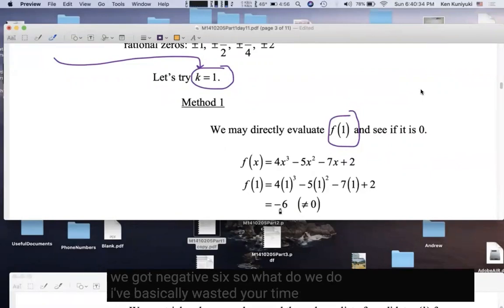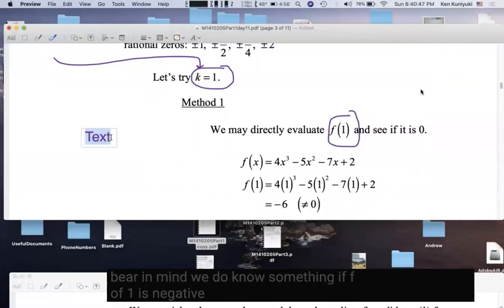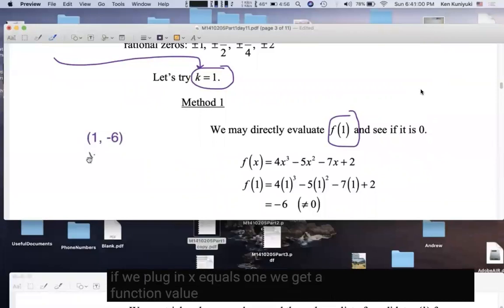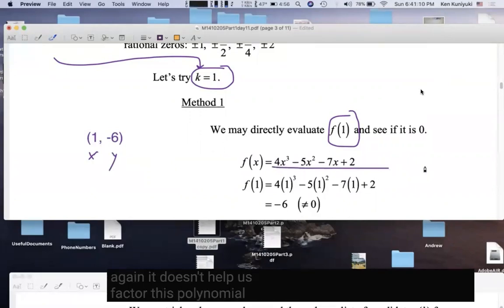I've basically wasted your time. I'm kind of joking, but it doesn't help us to factor the function. Now, bear in mind, we do know something. If f of 1 is -6, that does tell us that the point 1, comma, -6 lies on the graph. If we plug in x equals 1, we get a function value or y coordinate of -6. So that's nice to know, but again, it doesn't help us factor this polynomial.